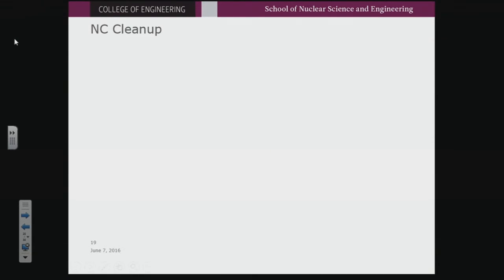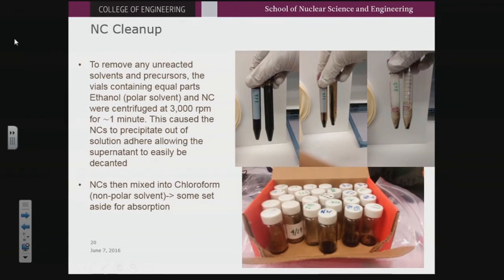Okay, so now you're done cleaning up your glassware. You have to clean up your nanocrystals. So to remove any unreacted solvents and precursors, you take the nanocrystals, you put ethanol in, which is a polar solvent, and then you centrifuge that at about 3,000 rotations per minute for about a minute. Then you decant the supernatant, which just means you get rid of the excess garbage, essentially. Put more ethanol, repeat the process, and you'll do that until you're just left with nanocrystals and ethanol.